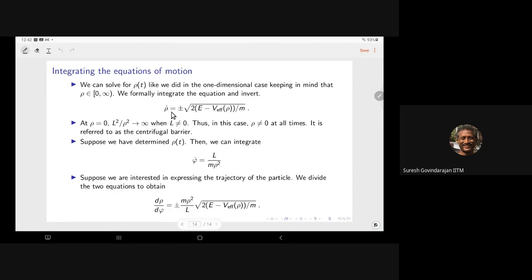So suppose we are able to integrate this, then we have determined rho of t. So if we solve this differential equation, we get rho of t. Now we can go back and look at this equation, phi dot was L upon m rho squared, but we already know rho squared, so we get phi dot equal to some known function of t, and so you can actually integrate.